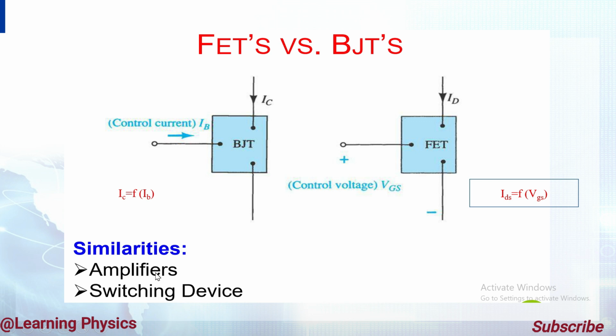BJT is also used as an amplifier, and FET is also used as an amplifier to enhance the voltage or current, or to amplify the value of current and voltage. Both are used as switching devices, to use as a switch. BJT has a low value of on-off ratio, but FET has a higher value of on-off ratio, about 10 raised to power 4 or 10 raised to power 5. It's the initial value of on-off ratio.